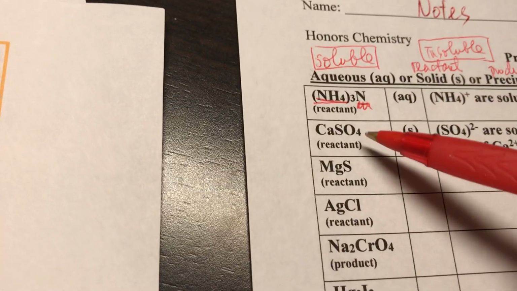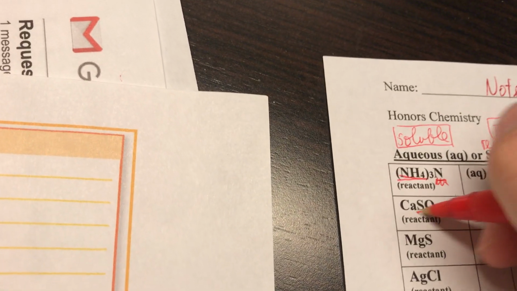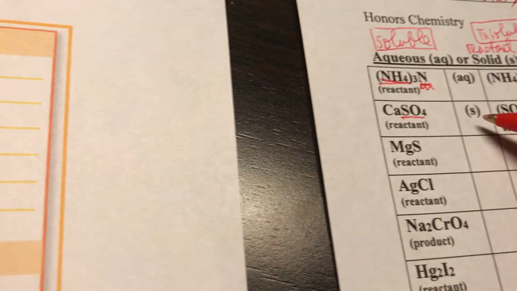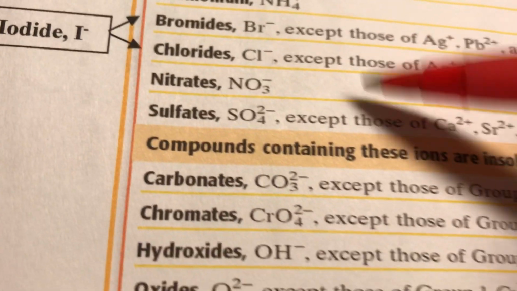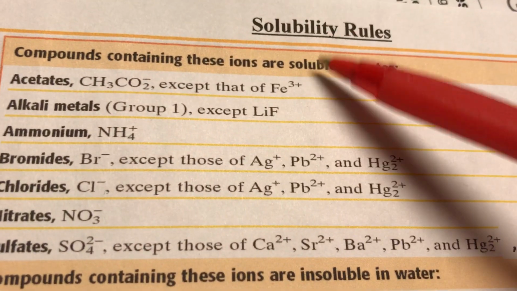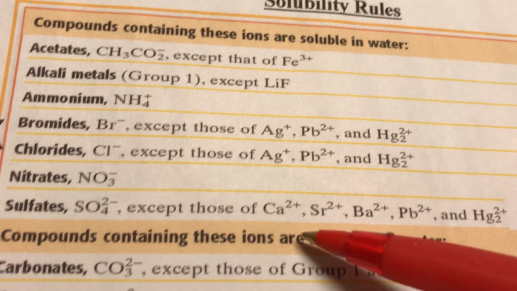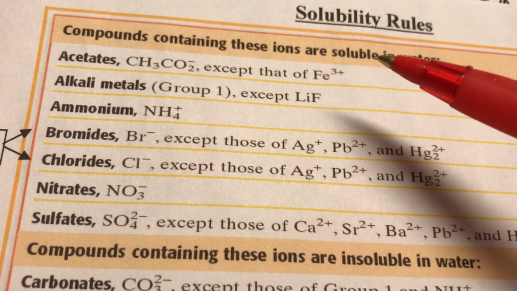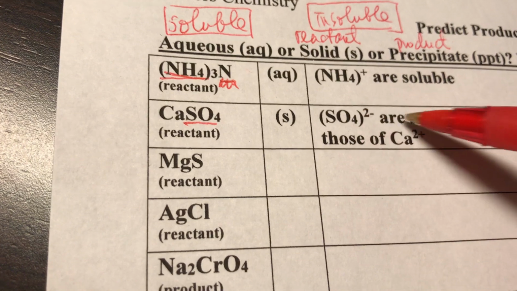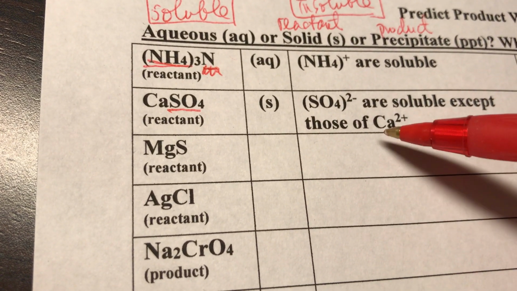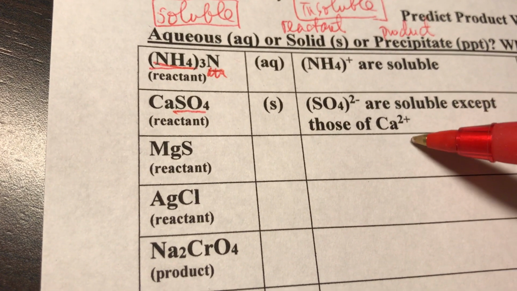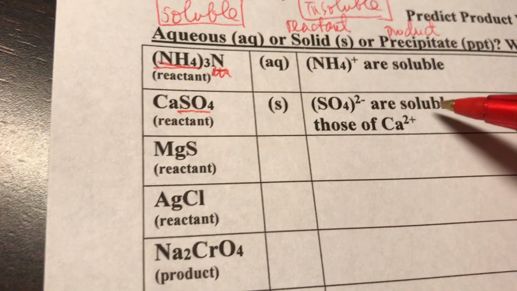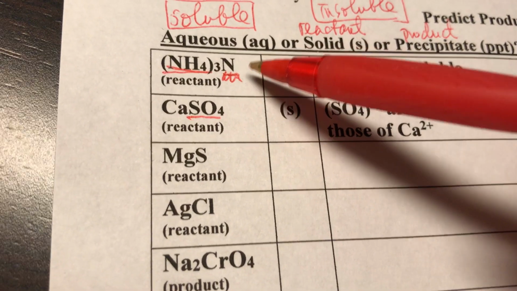Now calcium sulfate. We look up the negative one, the sulfate, and calcium sulfate is a reactant. So sulfates are soluble except Ca2 plus. We write that down: sulfates are soluble except those of Ca2 plus. Then you ask yourself, when do you need to write the except part?